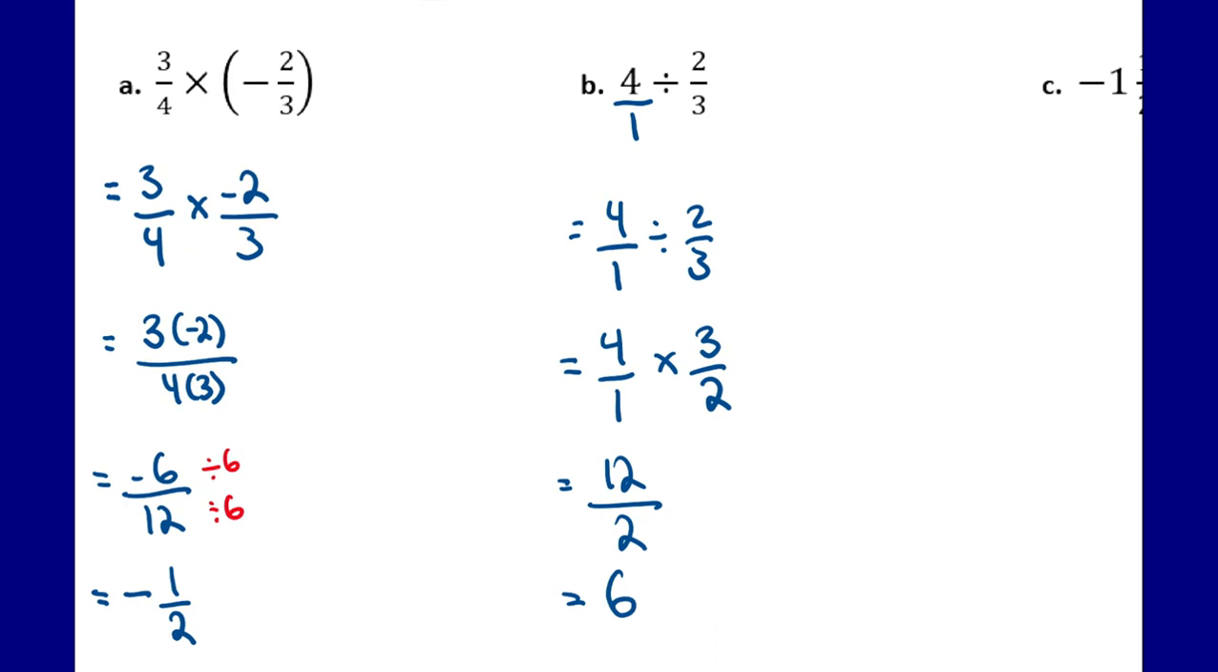Again, if it's an improper fraction, try dividing the two numbers. See if you get a whole number. If you can, that's what you can simplify it to. Otherwise, you might have to convert it to a mixed fraction or reduce it.